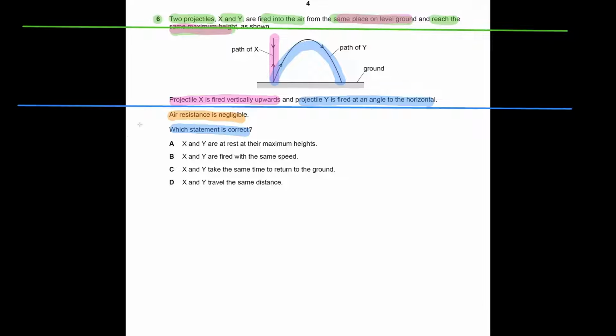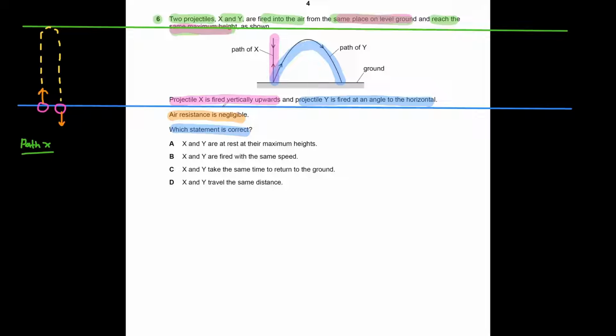So these two lines represent your starting point and your maximum height. For path X, your projectile was projected upwards with a certain velocity. So it will go up, reach the maximum height, and then move back down until it hits the ground again. All right. So here, what can we say about path X?